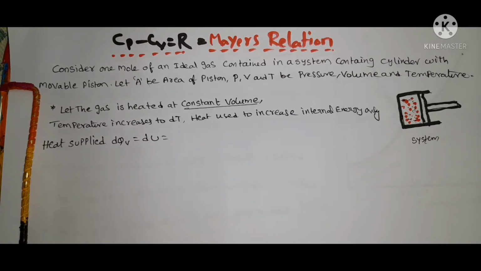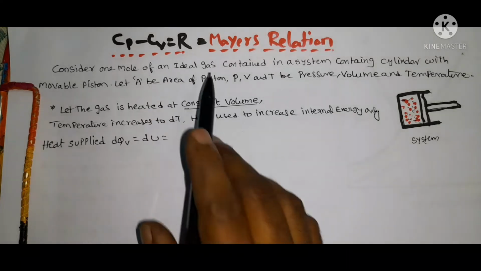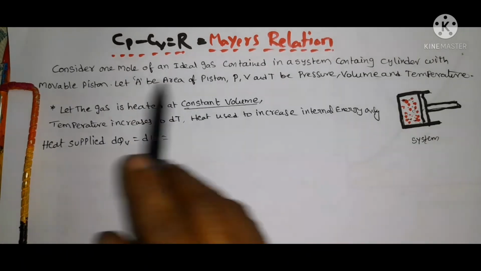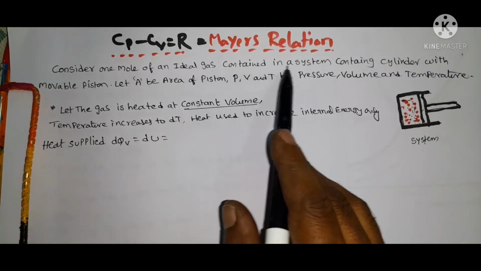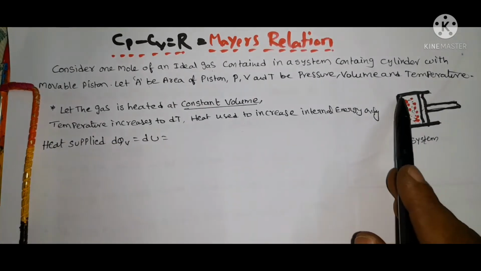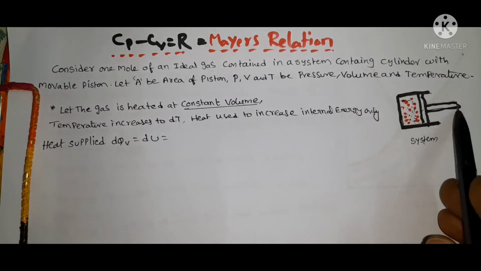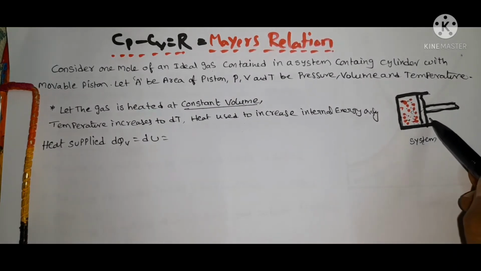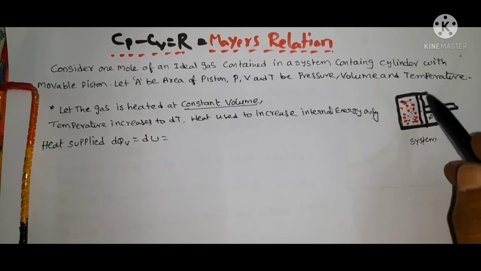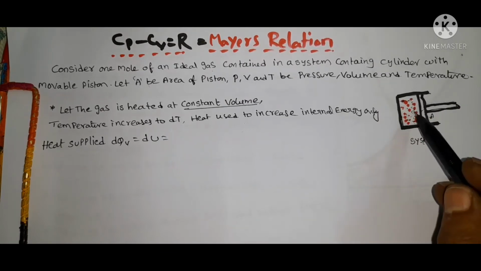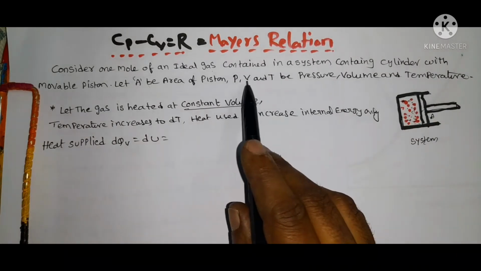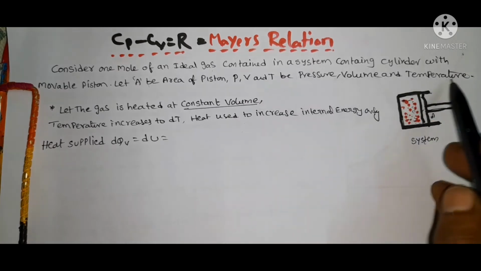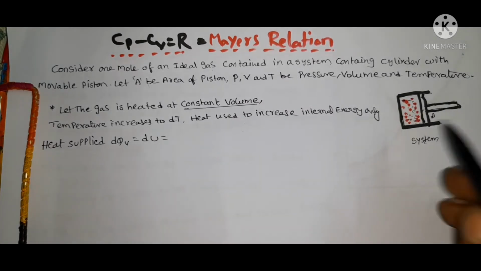See, how can you get the relation between Cp and Cv? First of all, I consider 1 mole of an ideal gas contained in a system, a cylinder with a movable piston. Let A be the area of this piston. Inside is 1 mole of ideal gas, having initially pressure P, volume V, and temperature T. Now you can apply to it.